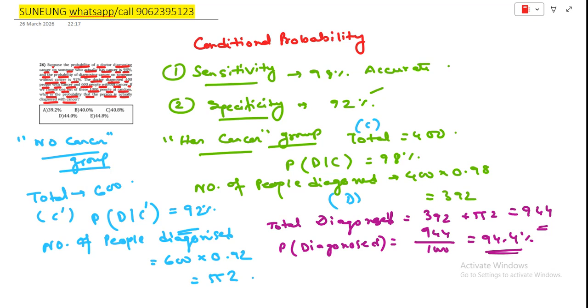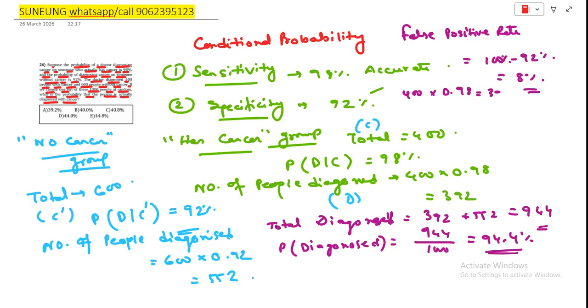Most students look at the 92% and think, wait, surely they meant the doctor is 92% accurate at saying you don't have it. Now, if we assume the 92% is the true negative rate, then the false positive rate is what? 100% minus 92%, that is 8%. Now let's recalculate with a normal doctor, the 8% false positive trap. Now diagnosed from the cancer group is what? 400 times 0.98, that is 392.